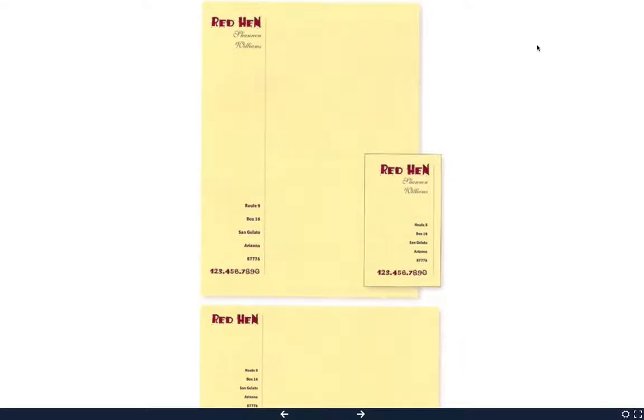All right, so what we're looking at here is an envelope, business card, which is a little bit unusual because it's a vertically oriented business card, and then letterhead here. All right, so this is for Red Hen. Looks like it could be a restaurant. That's what I'm guessing. And so our design element's repetition.